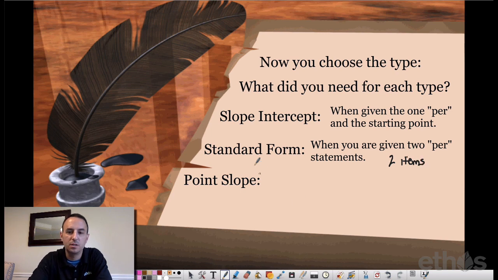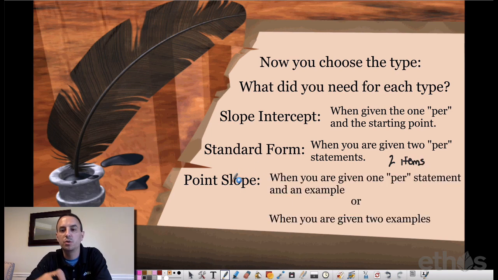Okay, and the last one is point slope. And really there's two choices on this one when you're given one per statement and an example, or two different examples. And you can see the difference, each one of them is very different as you look at it. Point slope and slope intercept, since they turn into the same thing, will end up being similar in structure, but these are what you're looking for.